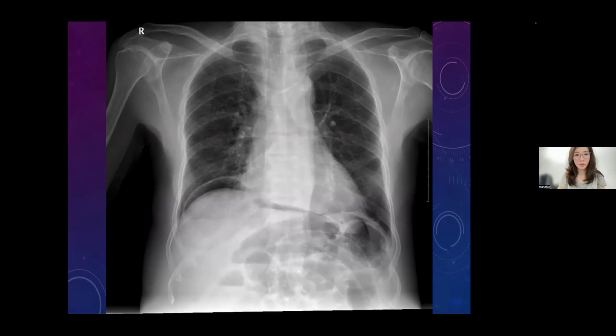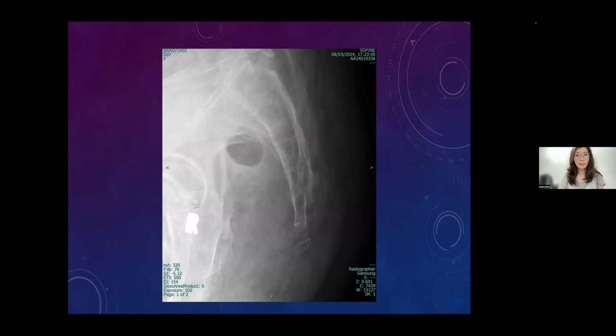Next X-ray. Okay, this is an easy one. So I need an answer in the chat box. Please tell me which part of the human body this is. The fracture of the coccyx, good. Yes, you can see the fracture.